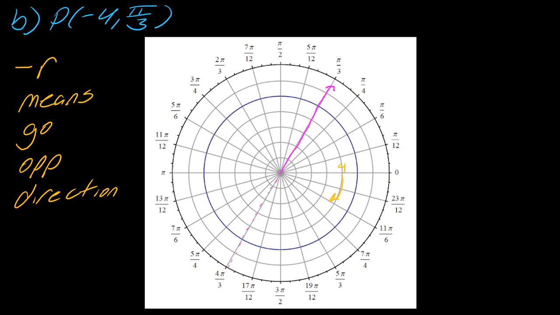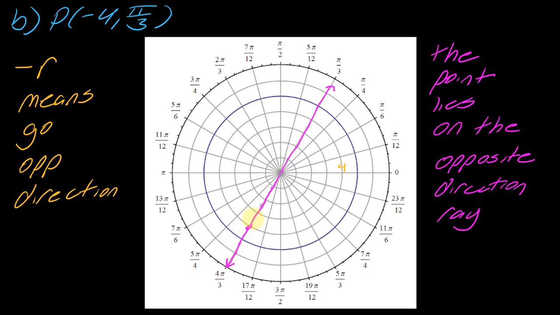What this means actually is I have this ray coming out from here, but since my r is going in the opposite direction, it's going to lie on the back side of this ray. That's how you interpret that. So it's going to lie right here. And so we understand that the point lies on this ray going in the opposite direction.